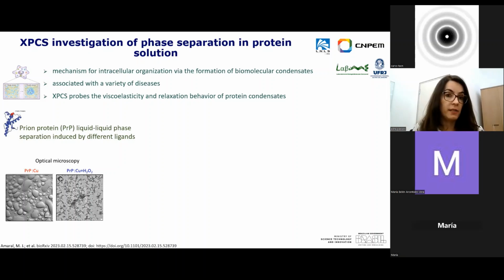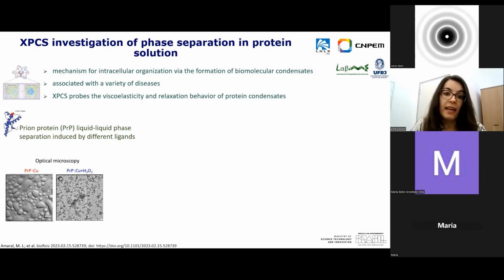So we use XPCS to try to probe the mechanisms of the relaxation behavior of these protein condensates. The proteins they studied are related to several diseases, and they know that the phase separation is induced by different ligands, in particular by copper. If you look here at the optical microscopy, for example, when they add copper to these proteins, you can see the droplets of protein condensates.